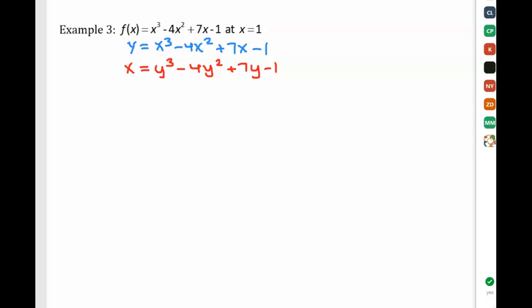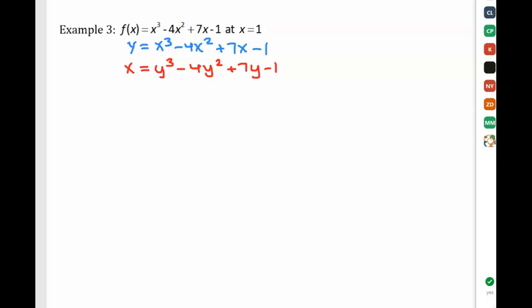And this is why I said understanding and knowing implicit differentiation is really important, because you don't want to solve this red equation for y. It would be really messy and really gross. So by just taking the derivative of the inverse, we'll be able to find our inverse derivative.